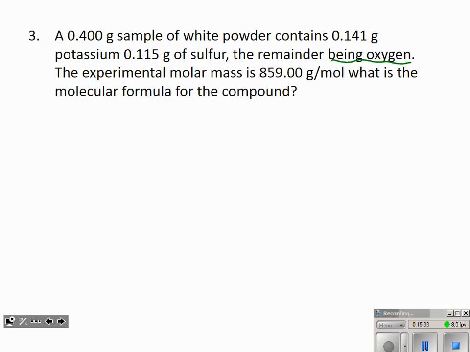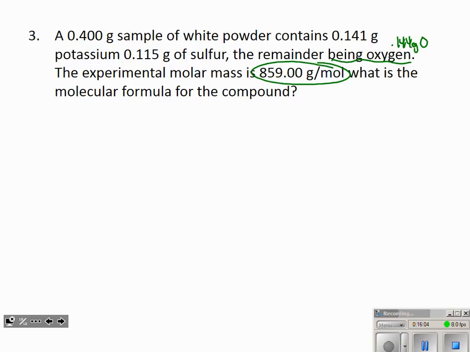We have a total sample of 0.4 grams minus 0.141 minus 0.115. So that means that we have 0.144 grams of oxygen in the compound. The molar mass of the compound is 859 grams per mole. What is the molecular formula of the compound? So right now, we don't have enough information to solve this problem.